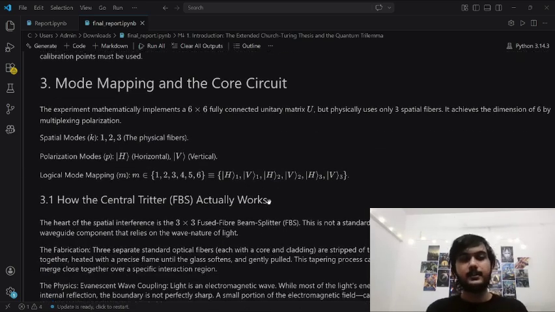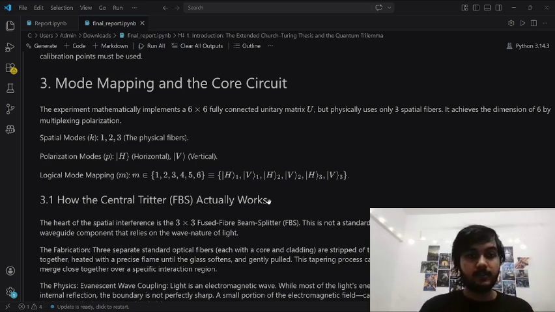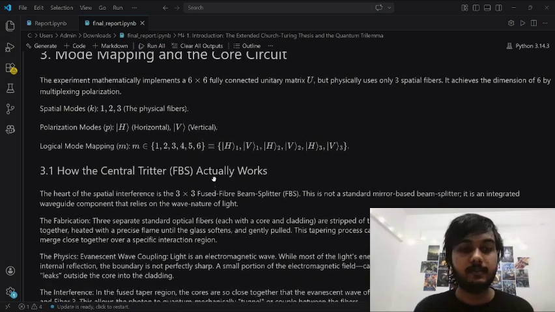Now we will see the mode mapping, which is our unitary matrix part, which is our core. In our setup, there are three inputs, three spatial modes going into a unitary machine. We are getting six spatial modes as output. But we saw this is a 6 by 6 fully connected unitary matrix, so it should also get a six mode input. So where are these three extra modes? These are polarization modes. Each spatial mode also has two polarization modes, horizontal and vertical.